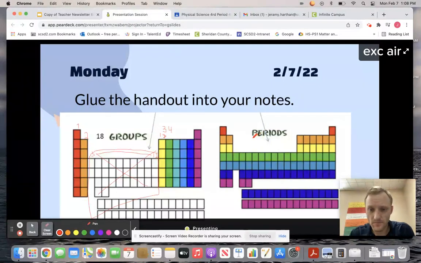Now, periods, just the same thing, but the other direction, right? So these two, hydrogen and helium, they're in the same row, and that is period 1. Okay. Then all of these elements going across, all these orange, are in period 2. So take a second, label these. We should have 1 through 7. Okay.